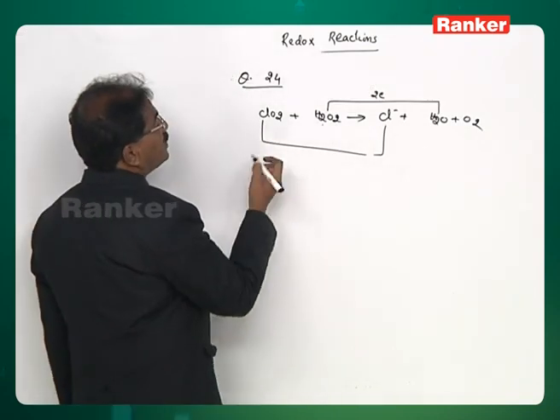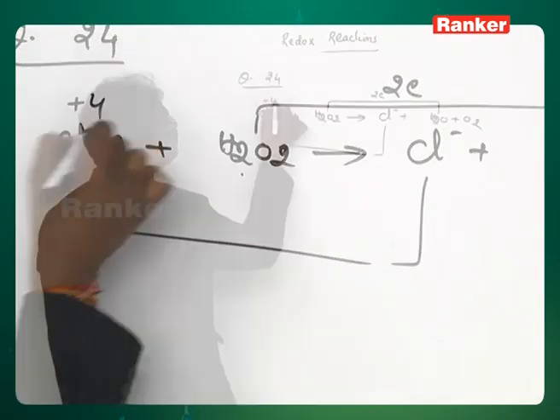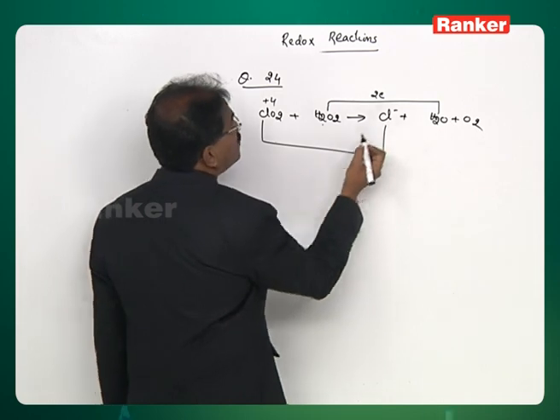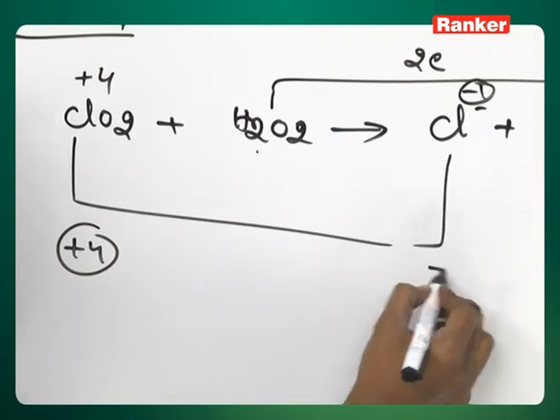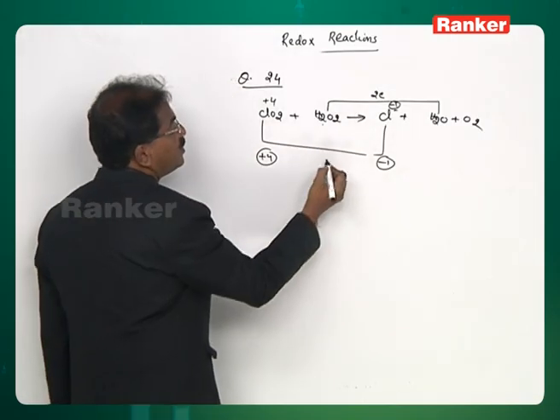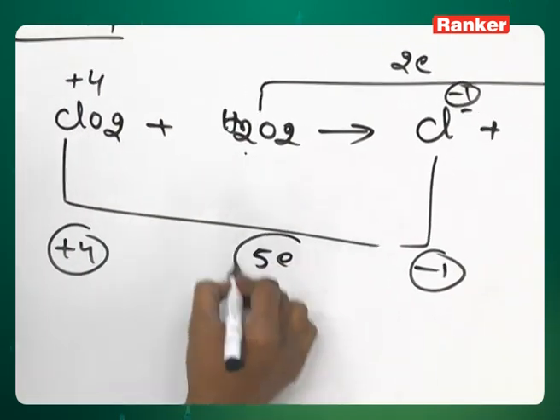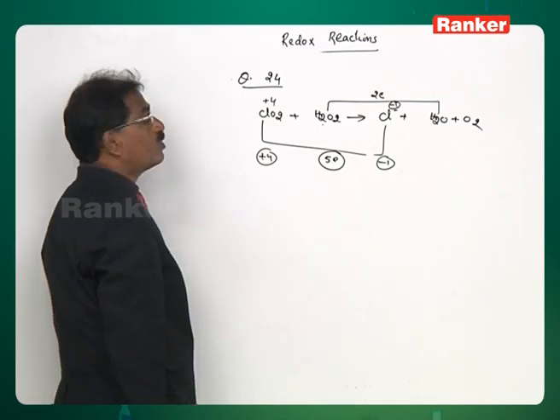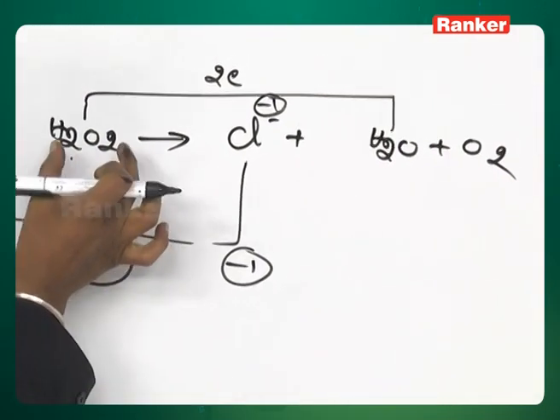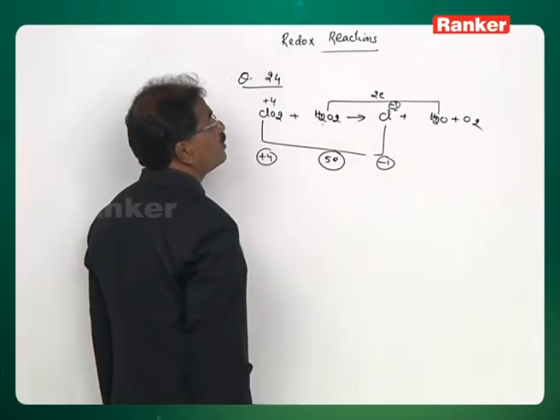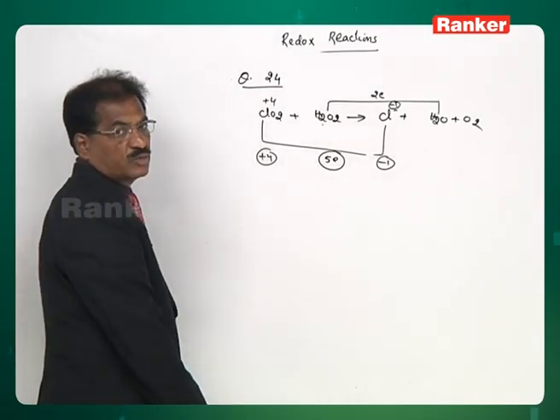Now identify the change in the oxidation state of chlorine. Before the reaction, the oxidation state of chlorine is +4. Now, the oxidation state is -1. That means the change is +4 to -1, which is 5 units. That means 1 mole of ClO2 is gaining 5 moles of electrons, whereas 1 mole of H2O2 is supplying 2 moles of electrons.